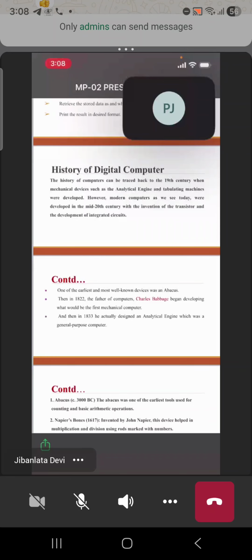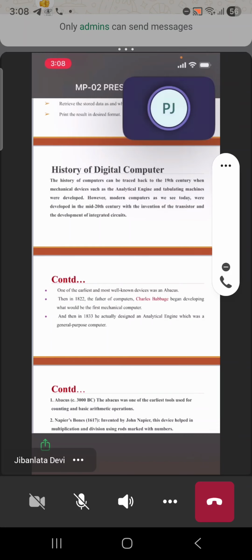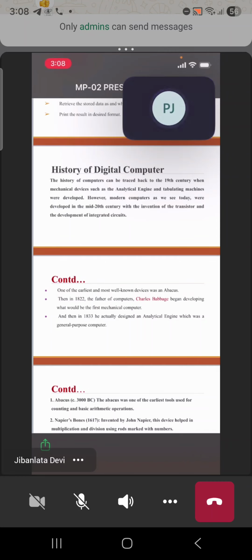Then we'll see just a brief history of the computer. Way back in the 19th century, mechanical devices such as the analytical engine and tabulating machines were developed. But the modern computers as we see today were developed in the mid 20th century with the invention of transistors and the development of the integrated system. The pictures we can see one by one in the later slides.